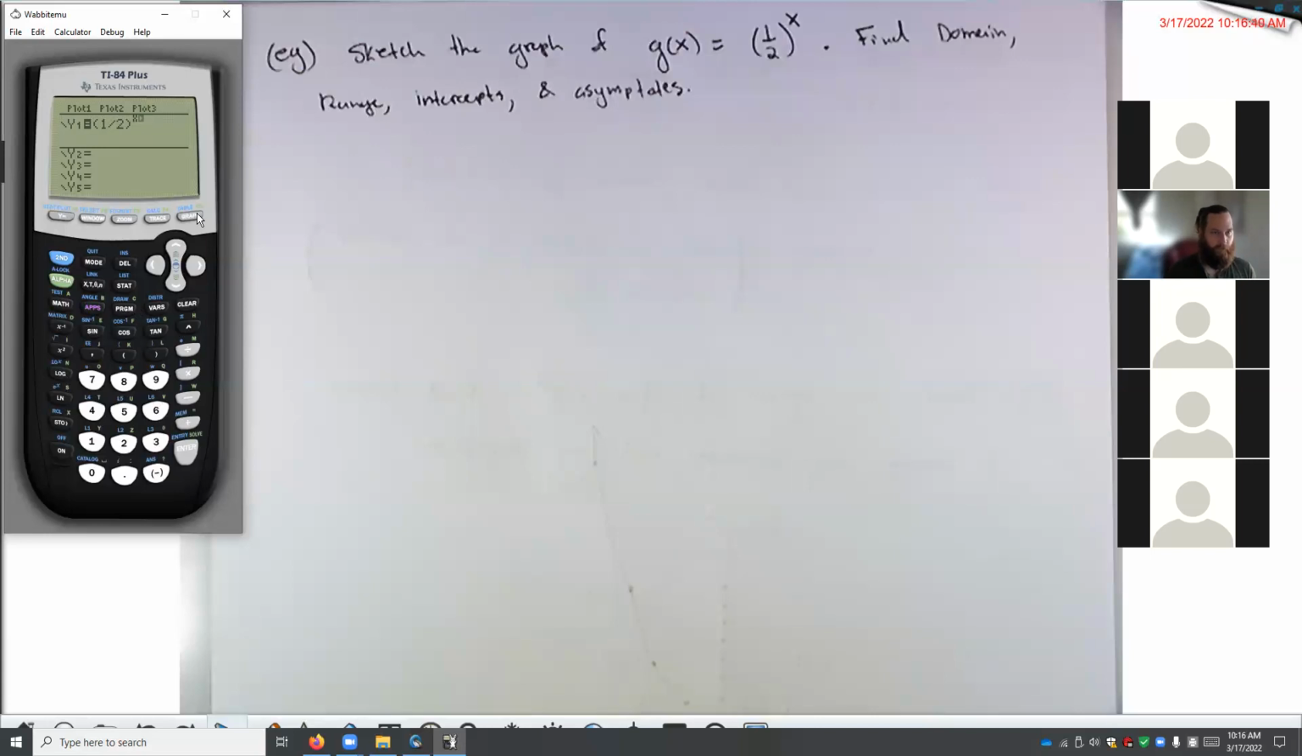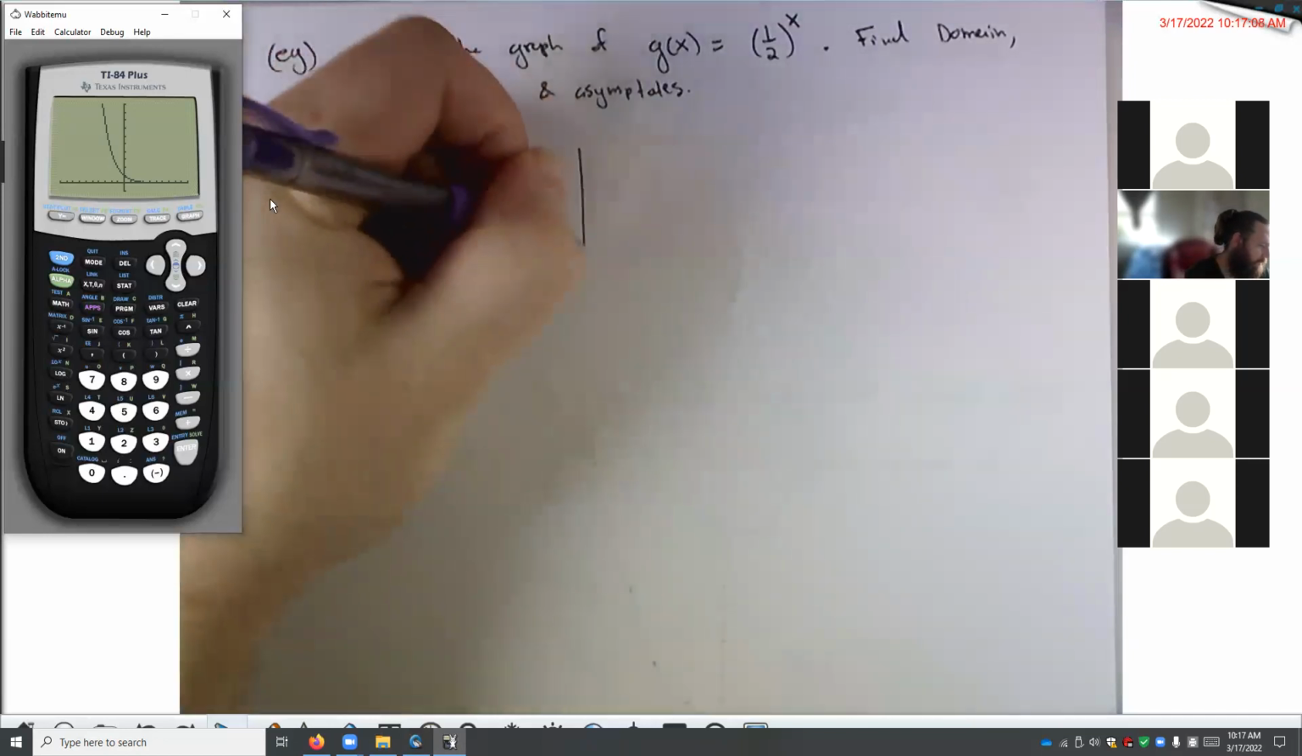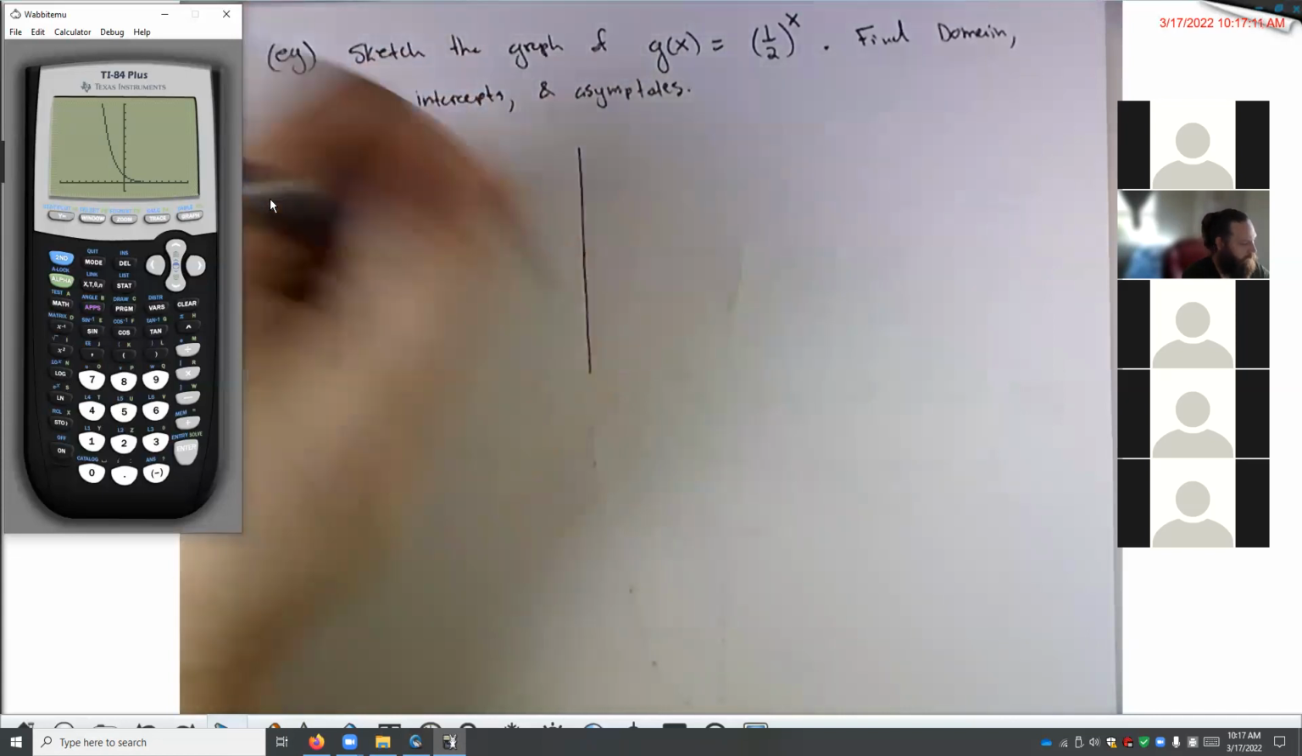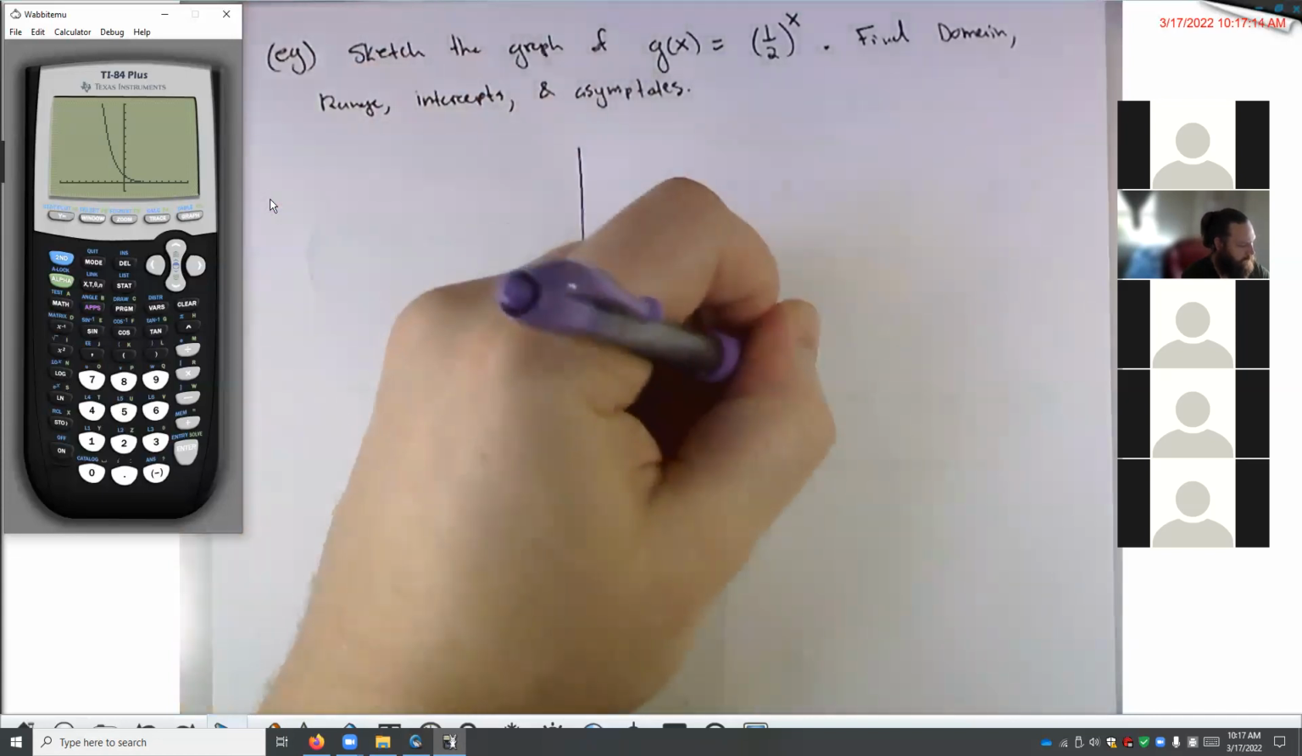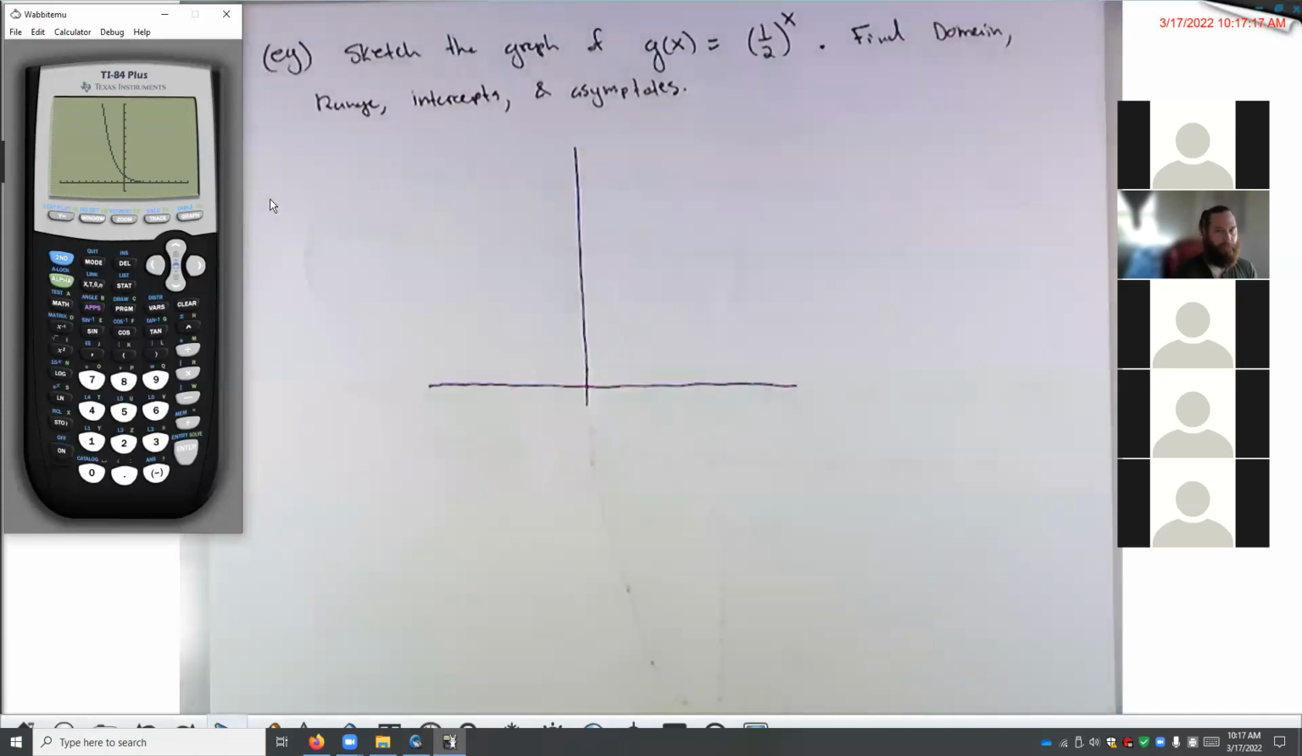So when I hit graph here, I'm going to see a picture very similar to the one we just saw. Maybe I'll change my window settings, right? Since the range here appears to be the same as the last one, just positive numbers, I don't need those negative y values. So let's set our y min to just negative 1. That'll let us see what's going on up here a little better. There we go. Looks very similar to the last one, except it's flipped over horizontally. It's flipped over the y-axis. I can use my table to help us out.